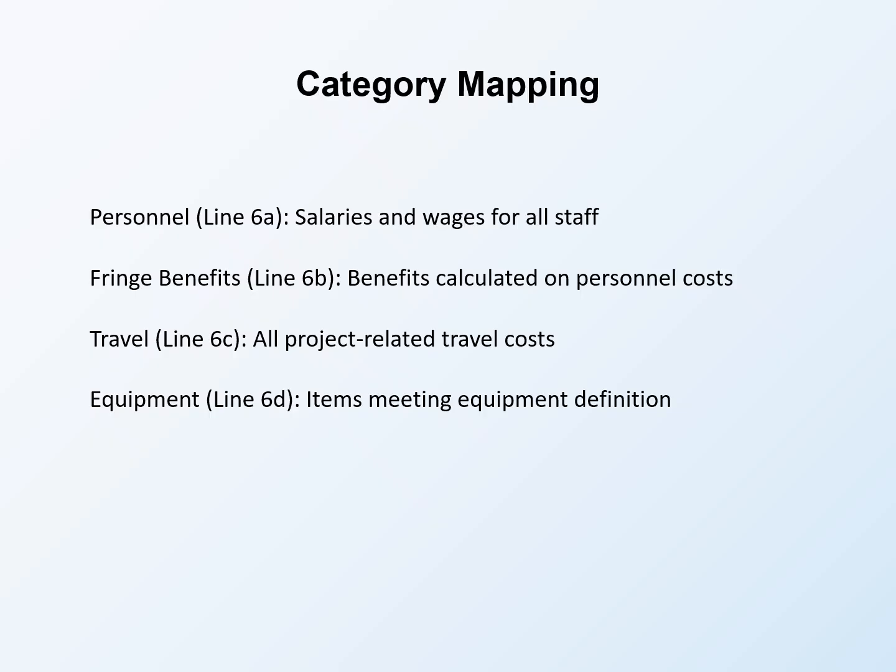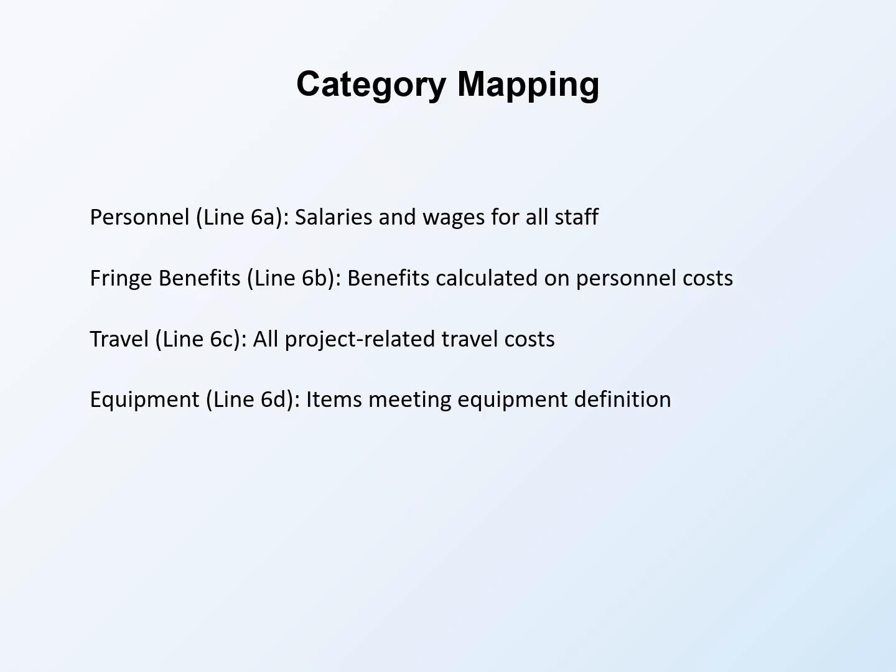Fringe benefits on line 6B captures benefits calculated on personnel costs. This includes your organization's contribution to retirement, health insurance, Social Security, and other employee benefits. The amount should equal personnel costs times your fringe rate or rates. Travel on line 6C includes all project-related travel costs. Domestic travel, international travel, local travel, all transportation, lodging, and per diem costs belong here. This single line captures all travel regardless of purpose or destination.